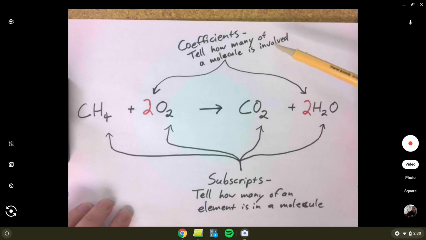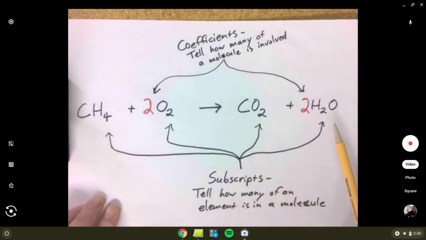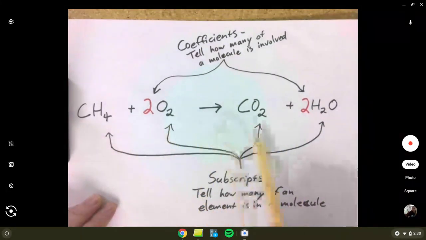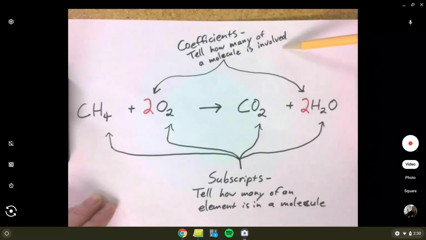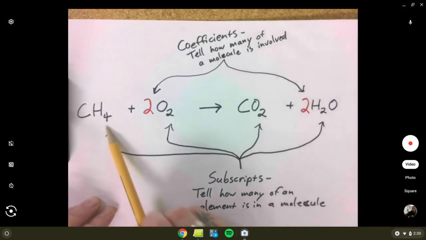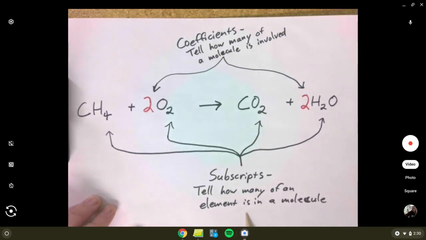Now, I do want to show you one more thing, some vocab. The coefficients are the big numbers in front, like those big 2s that I just added. This is the same formula that we just looked at, CH4, O2, CO2, H2O. The coefficients are what we call those big numbers in front. The coefficients, and this should go in your notes, tell how many of a molecule is involved in a reaction. And the subscripts are the little numbers at the bottom. The subscripts tell us how many of an element is in a molecule. So 2 very important pieces of information there. Okay.